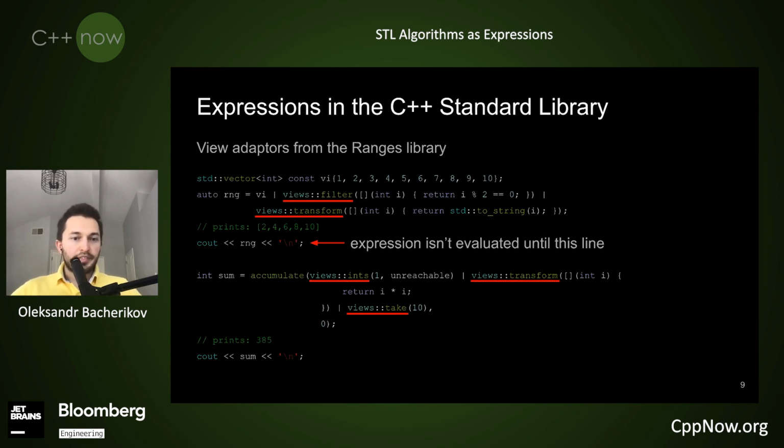And this is a very important step, because previously, algorithms could be applied only in sequence, one by one. And now such algorithms can be computed into a single expression. So for example, when the first range is created, no computation is performed. But when we actually try to output it into the terminal, the expression is evaluated only at that point. And both filter and transform are evaluated together.